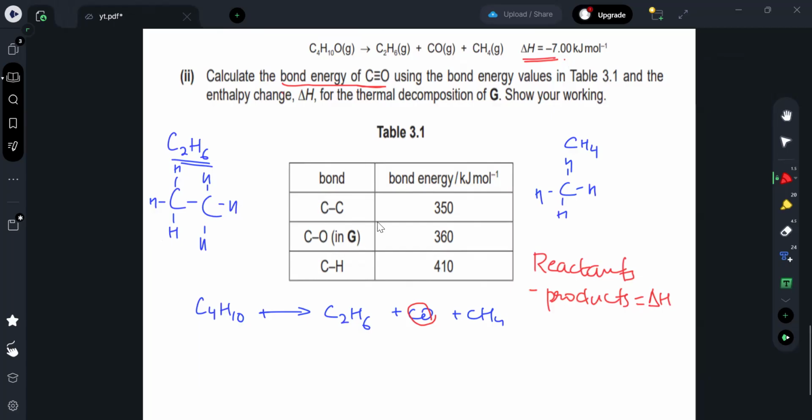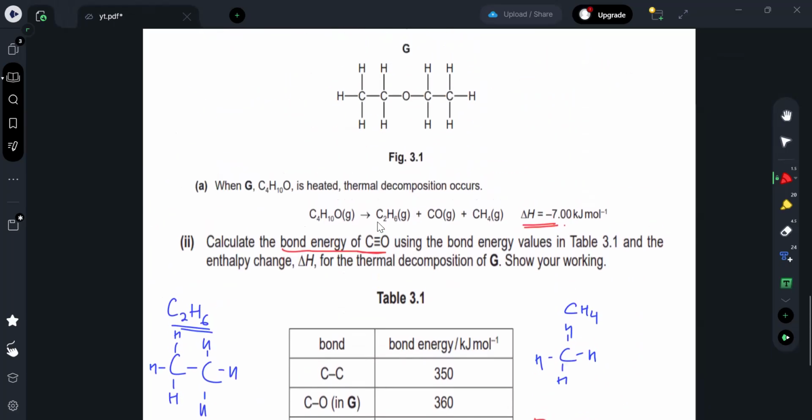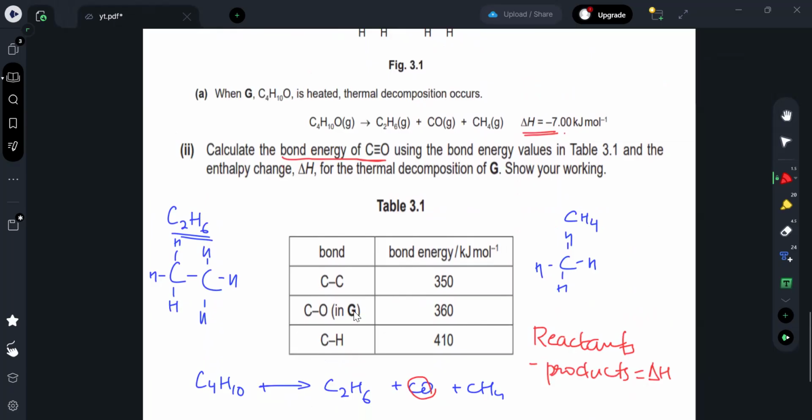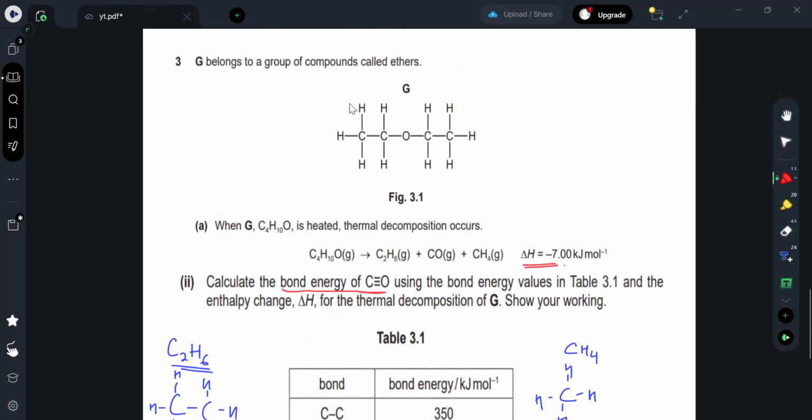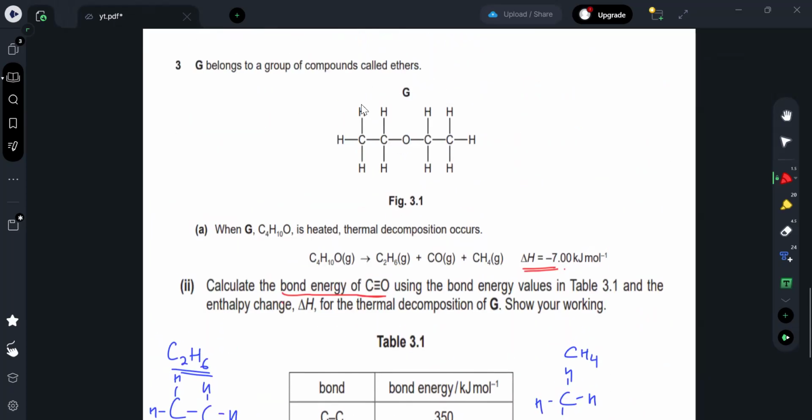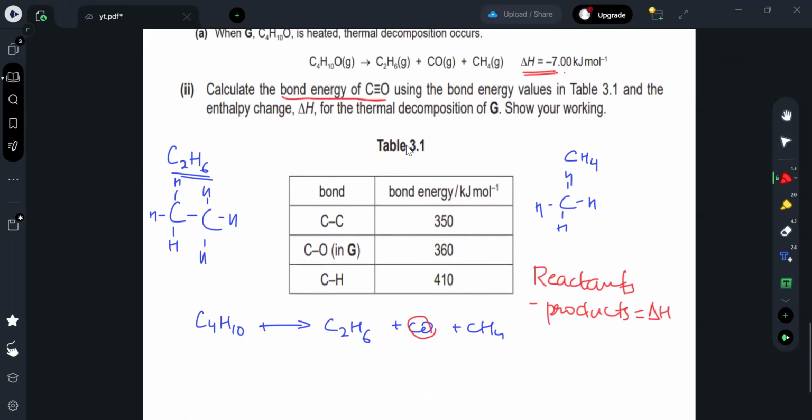So let's start. For C4H10O, we have to count how many bond energies we need to take. We have CH bonds, we have CO, we have CO again, we have CC, and we have CH. So these are the four things we need to keep in mind for C4H10O.